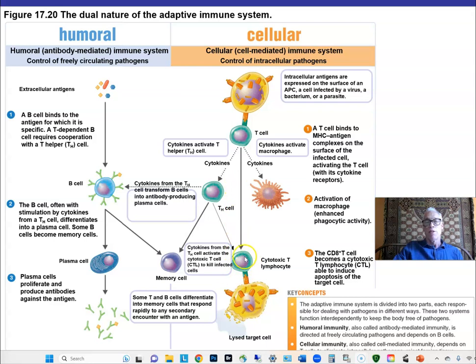Let's follow straight down. Once it's activated, it will mature into a cytotoxic T cell, which can kill other infected cells. So this cell down here at the bottom is not the same cell. It's an infected cell in your body, anywhere in your body. That cytotoxic T cell is going to circulate in your body and surveil, looking for any infected cells, and when it finds one, it'll kill it.